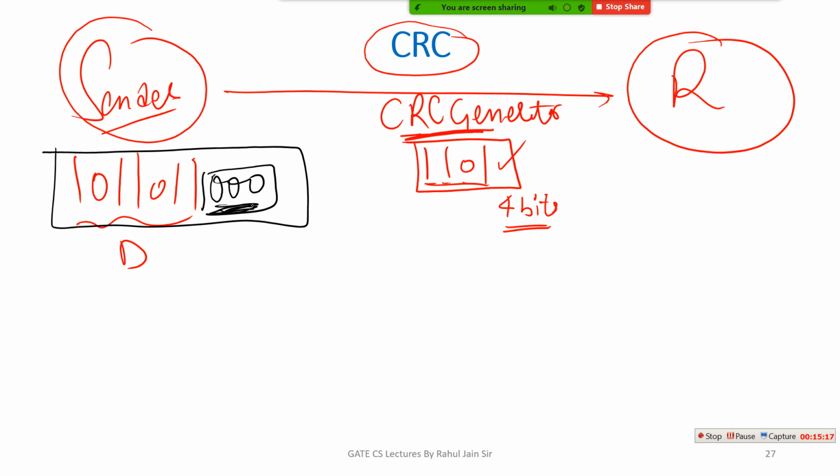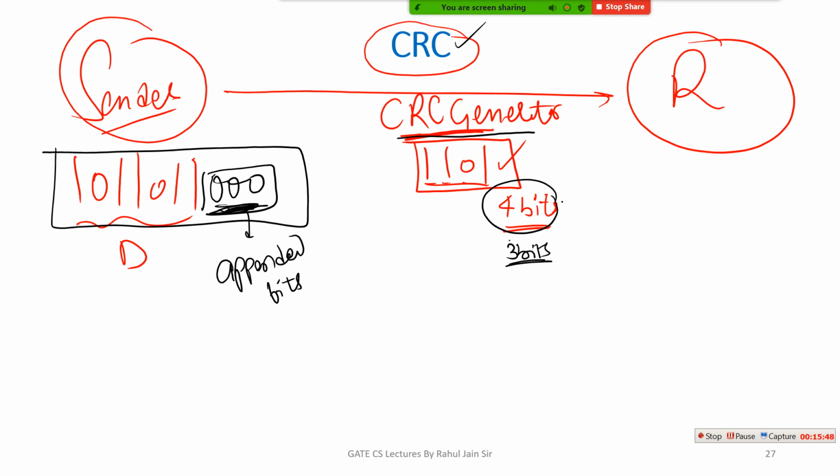Why do I add 3 zeros? Because in the CRC generator, I have 4 bits. So I will subtract 1 bit, meaning I will add 3 zeros. I will call them appended bits here in my data. Why am I adding them? I am telling you the concept of CRC. Once I discuss the complete concept with you, it will become clear.